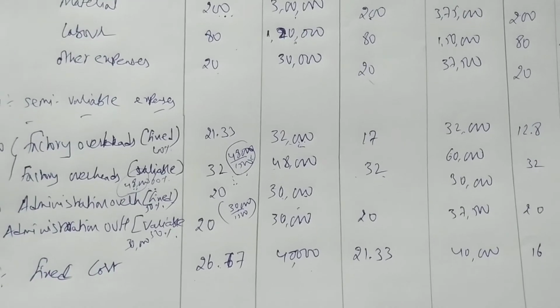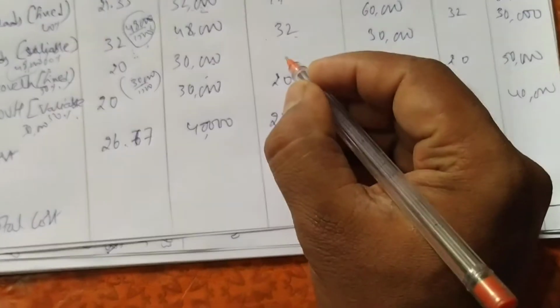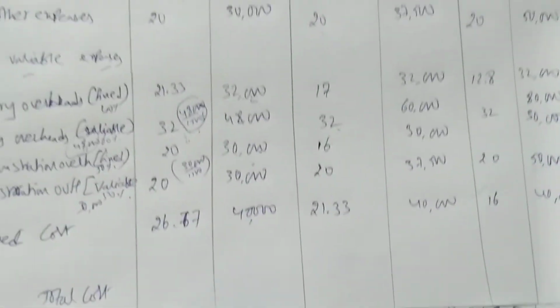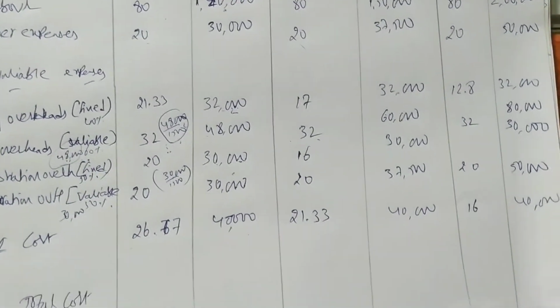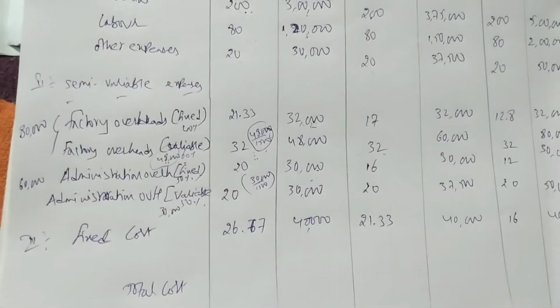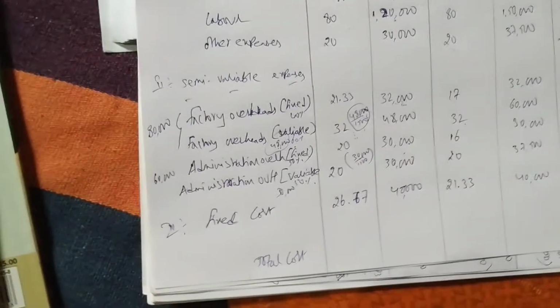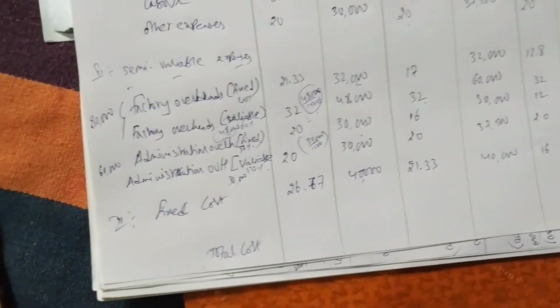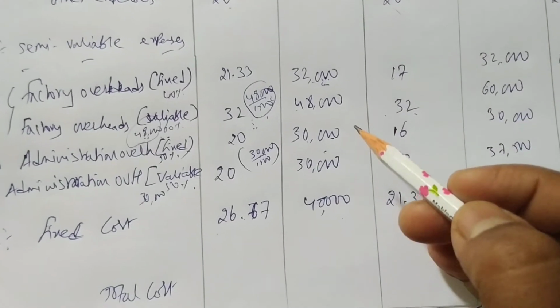Again 30,000 divided by 1875. We'll get 16. Again 30,000 divided by 2,500, 12. Easy. So we have done all these calculations. It's very easy when you know the concept. It's very easy to solve in the exam also. Just remember the way I have solved, and in the same way you have to solve.